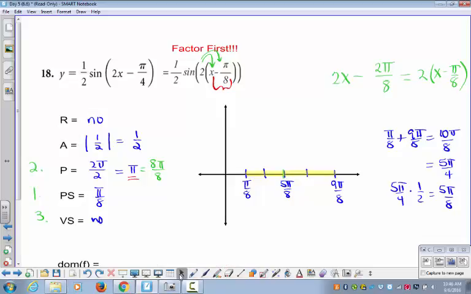If there was a vertical shift, the center line would just shift down or shift up, whatever the vertical shift was. Next step, let's figure out how far above and below the center line we need to go. We don't want to start labeling our y-axis until we know how far below and how far above the center line we need to go. And the amplitude's only 1/2. So let's label positive 1/2 and negative 1/2.